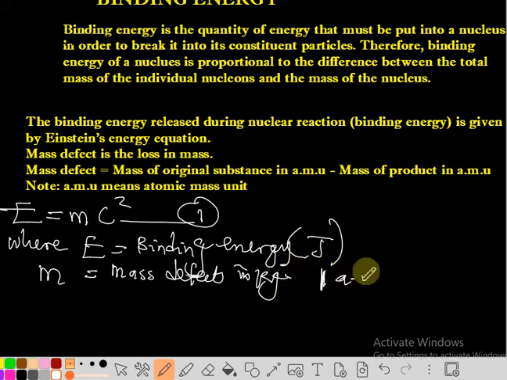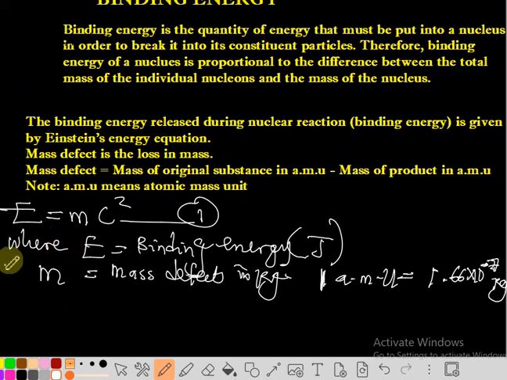1 atomic mass unit is equivalent to 1.66 times 10 raised to the power minus 27 kilogram. So AMU simply means atomic mass unit, and mass defect is the mass of the original substance in atomic mass units minus the mass of the product in atomic mass units.